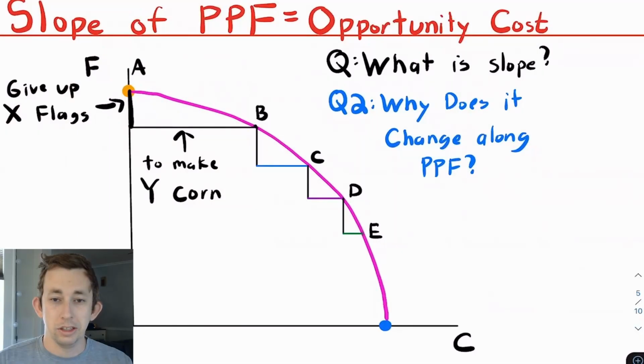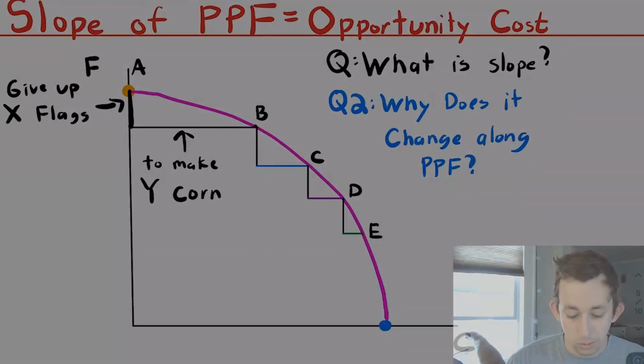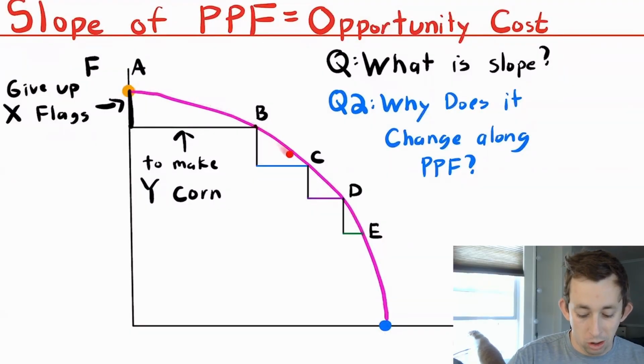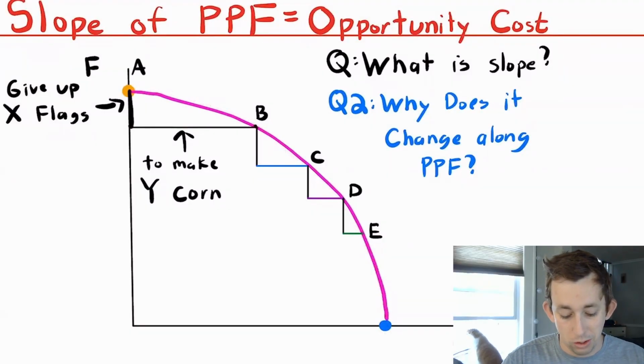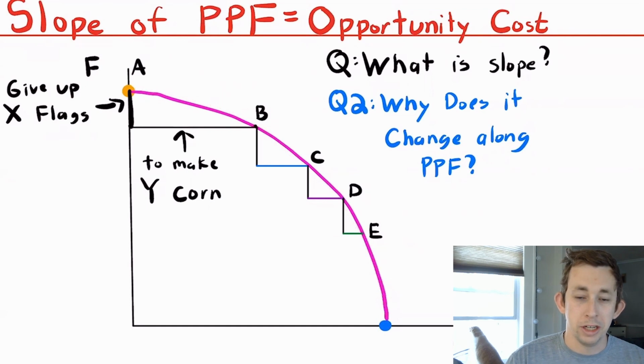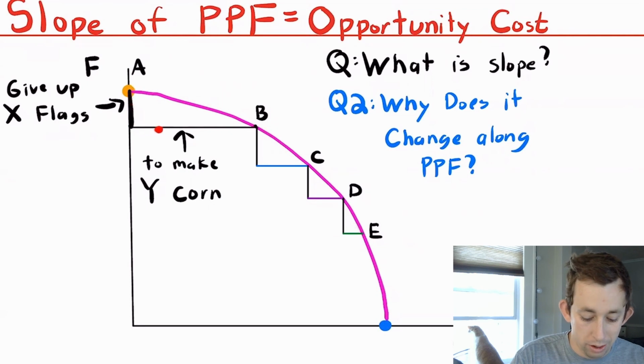Now let's talk about the slope of the Production Possibility Frontier, or the slope of the PPF. We said this magenta line represents all the possible combinations of US flags and corn that we could produce if we were using all our resources efficiently. So if we move, say, from point A to point B, we basically are giving up being able to make this many US flags in order to make this much corn. So we're giving up X number of flags to make Y amount of corn. From B to C, you can see it's a little more similar to a 1-to-1.